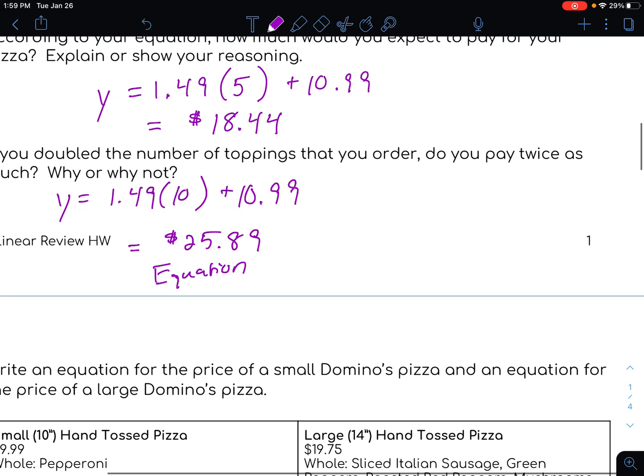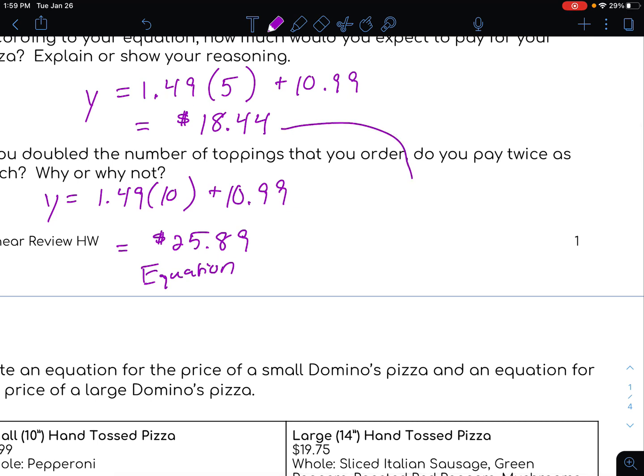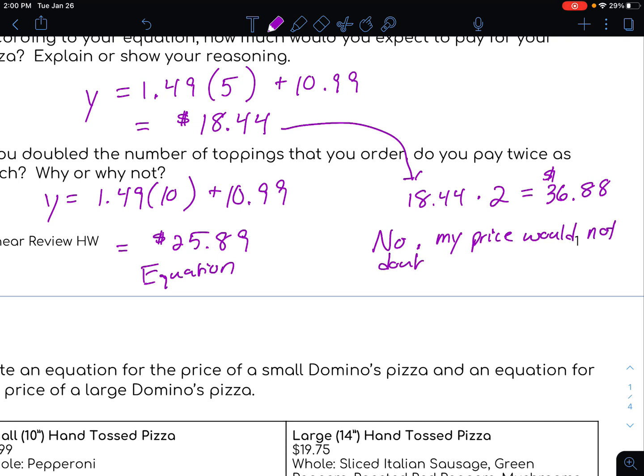So that's the equation. Now, if I had this for my 5 topping pizza, am I asking, is that price doubled if I put 10 toppings in? Well, if I double that price, that's going to be way more than $25.89. Let's see, that'd be $36.88. All right, so no, my price would not double.